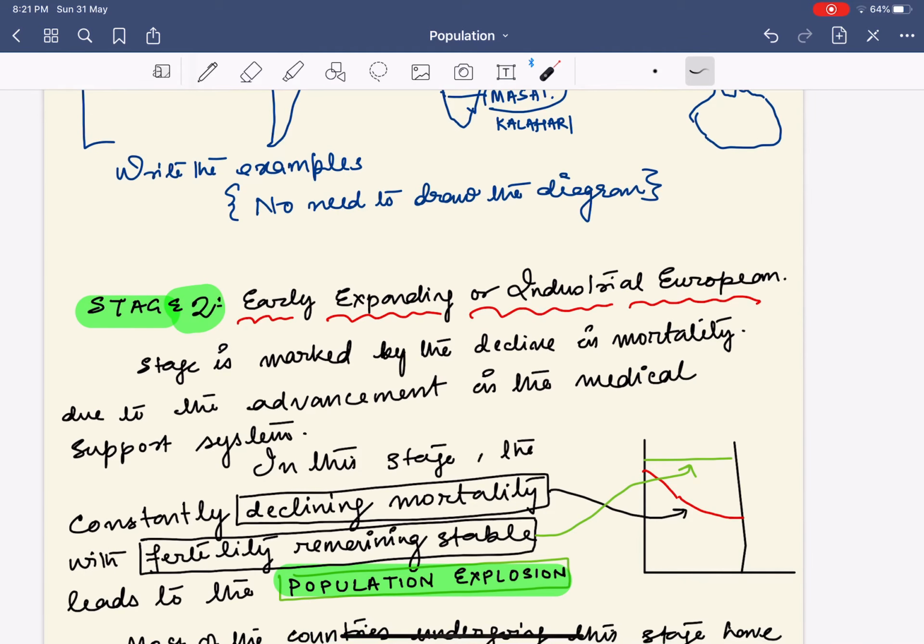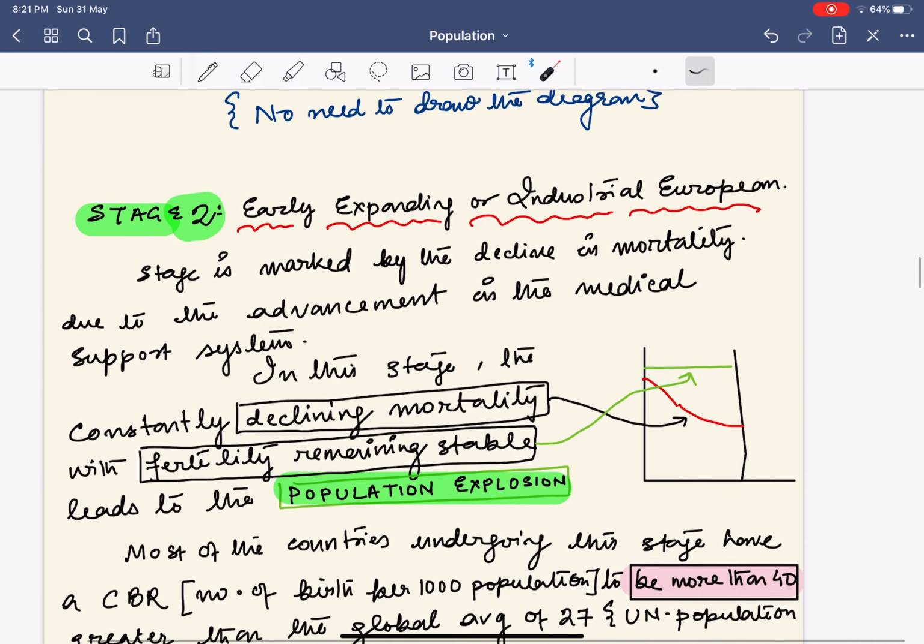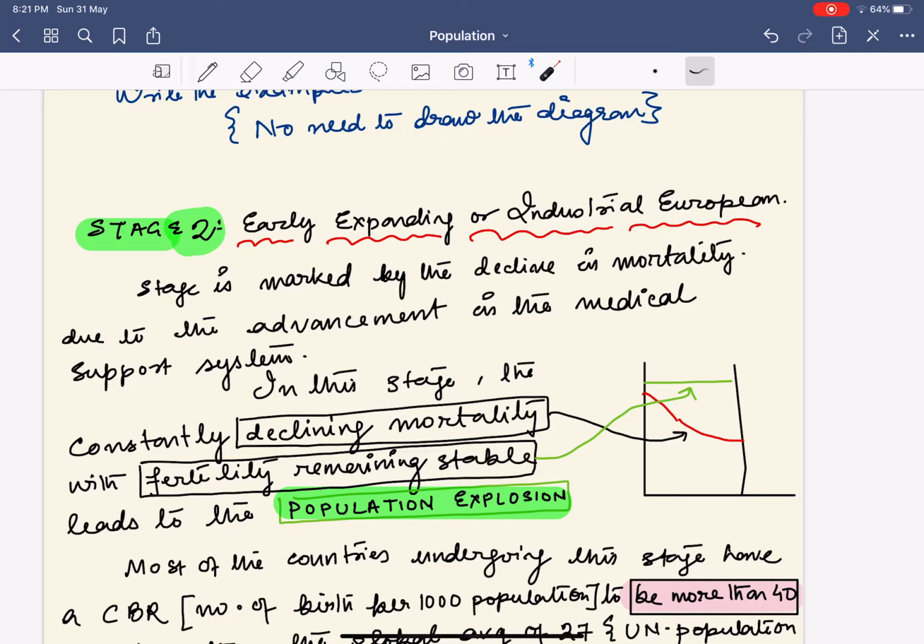Now let's move on to stage 2. Stage 2 is called the early expanding or the industrial European. Now this stage is marked by the decline in mortality. Look at the stage. In this stage, the red represents the mortality and the green represents your fertility. So basically in this stage, what you see is that the mortality has declined, but the fertility remained constant.